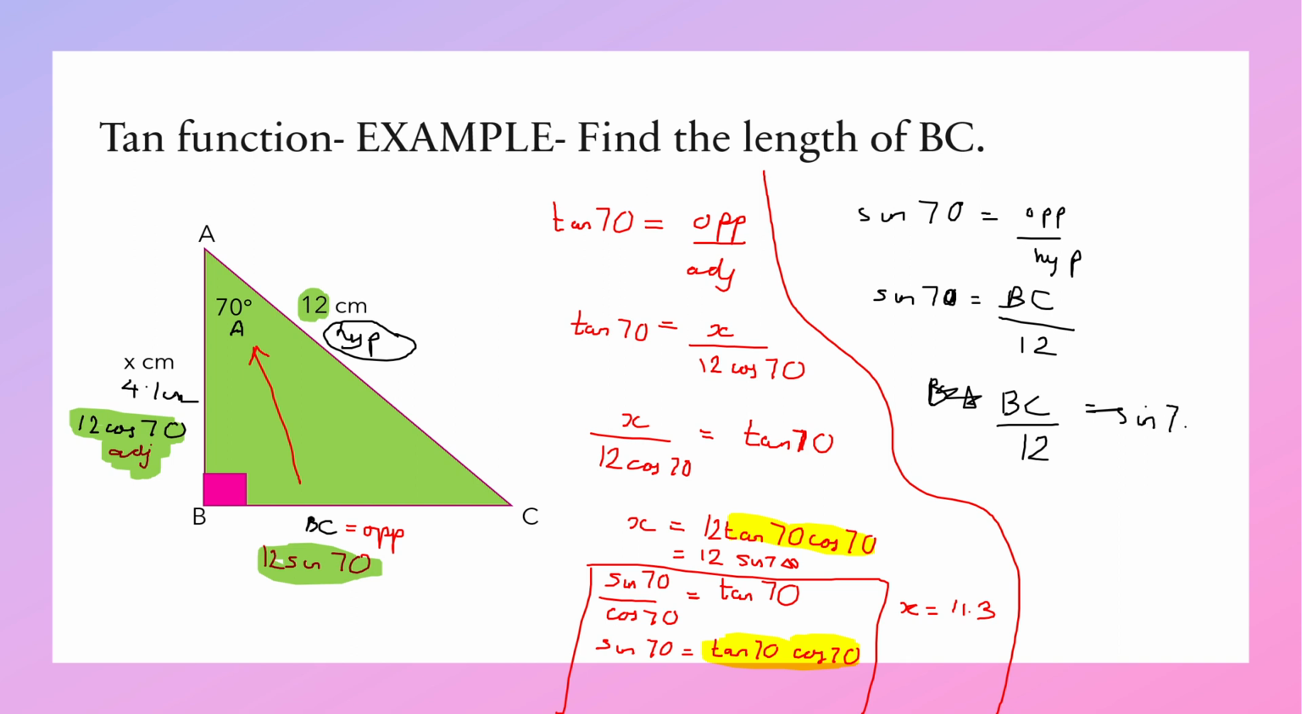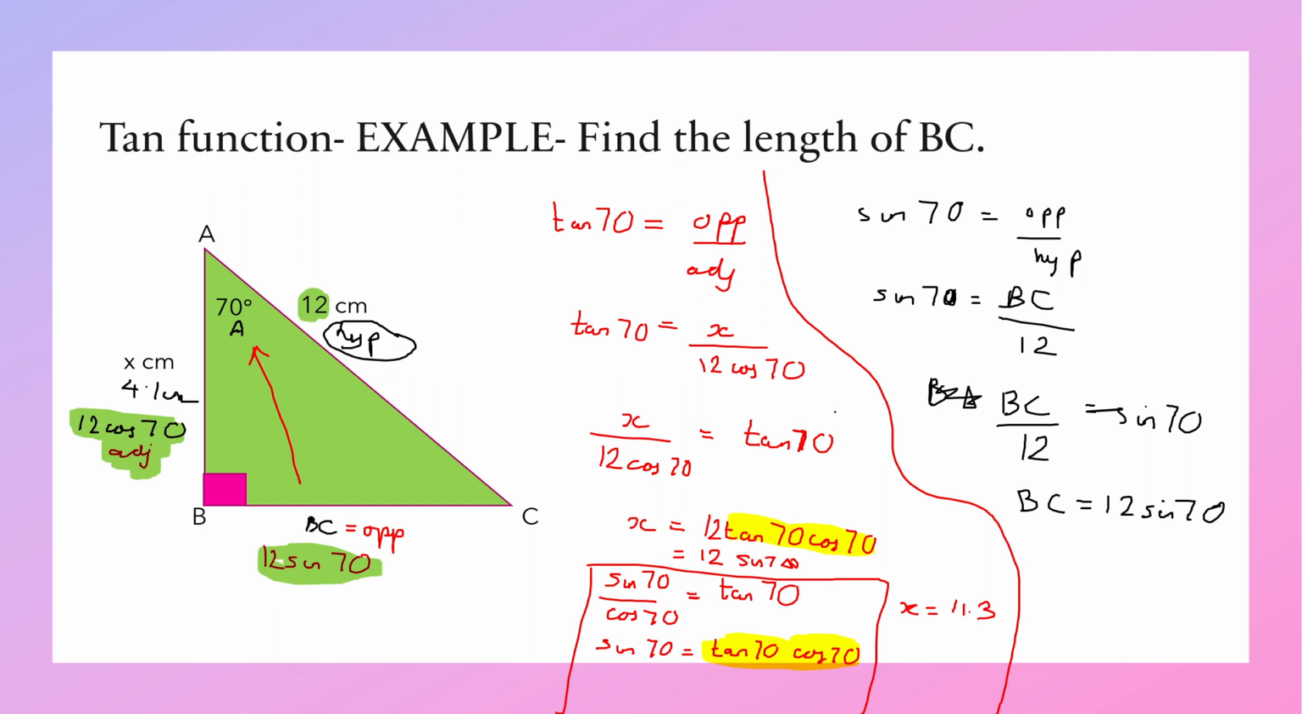So BC is equal to 12 sine 70, which is the same answer that we got from before. So multiple ways of solving the same question. Okay, so I just wanted to point out, so I'm going to draw that triangle again. Where we had 12, we had 70 degrees here, and we had the right angle here.